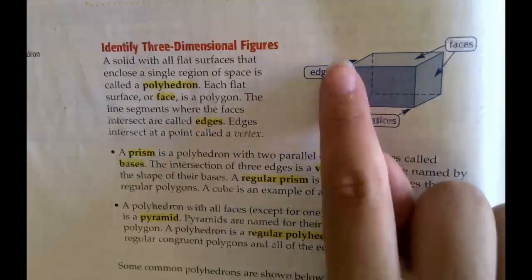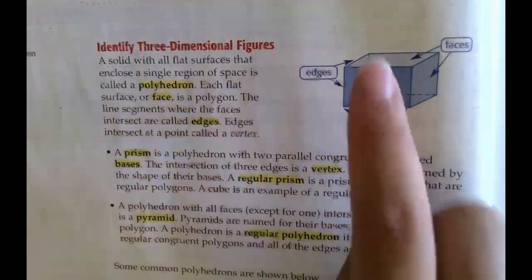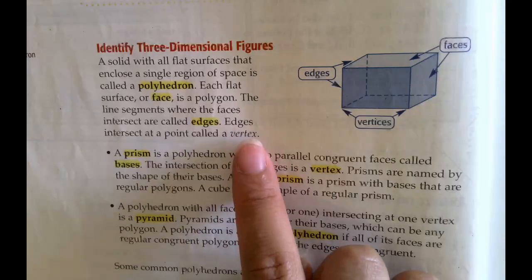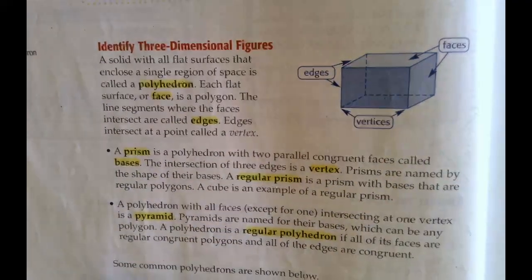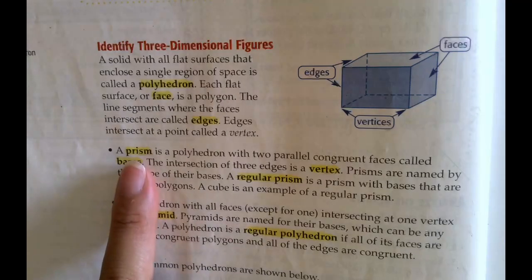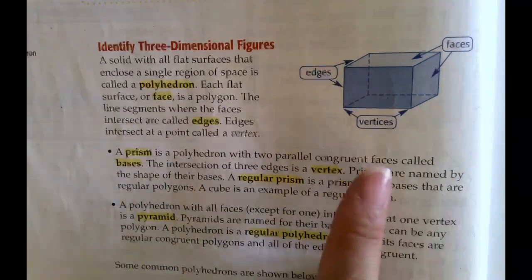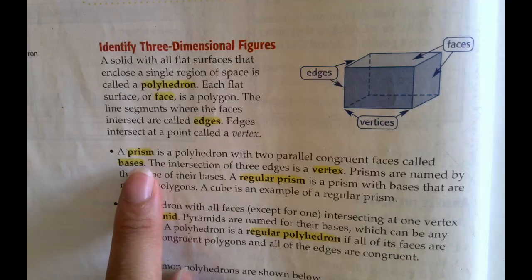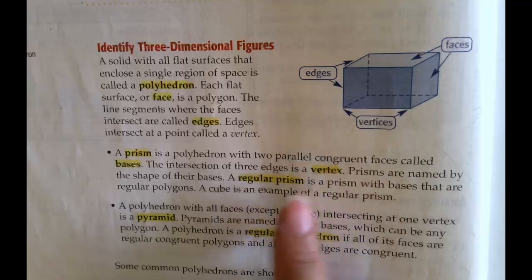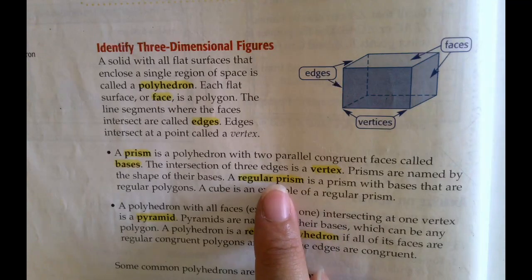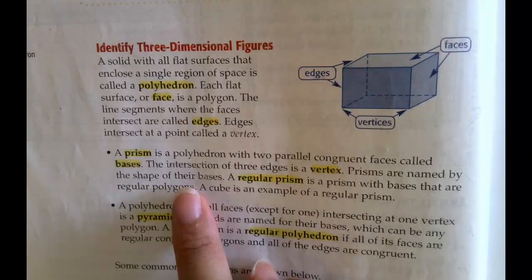So this is an edge of a polyhedron. This is an edge, right? And then edges intersect at a point called the vertex. A prism is a polyhedron with two parallel congruent faces known as bases. And then the intersection of three edges again is a vertex. A regular prism is a prism where the bases are regular polygons.